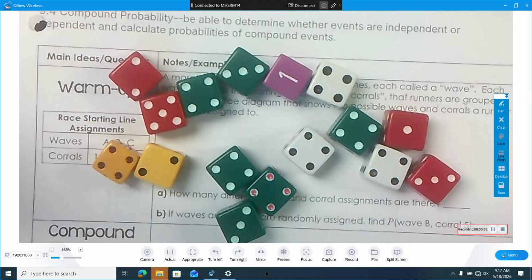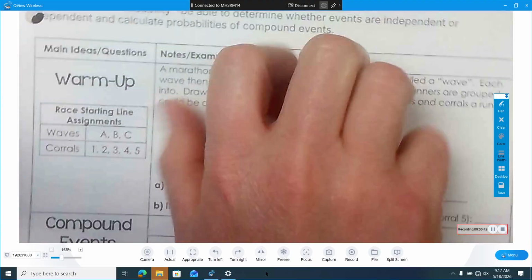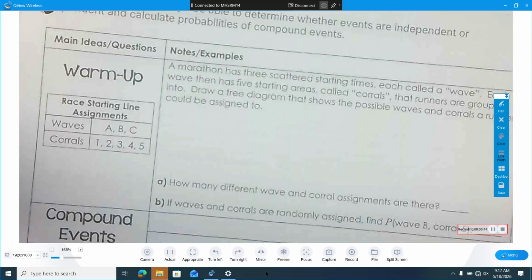Okay? How many dice are there in all? 15. Yeah, 5, 4 and 1 makes 5, and 3 and 2 makes 5, so that's a total of 15. All right, very good. So now, let's say I've got all the dice in my cup. What is the probability that I pull out a red one? 4 out of 15, right?